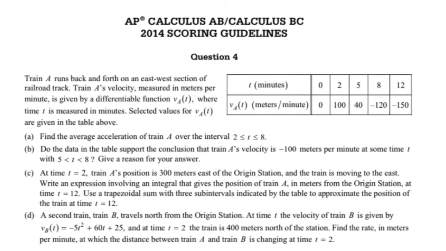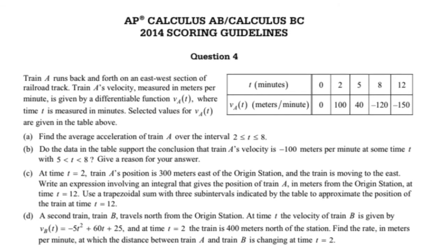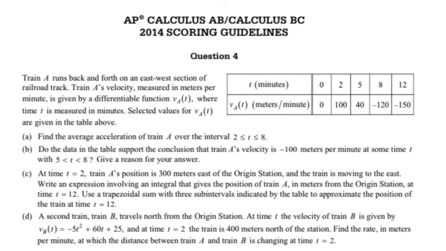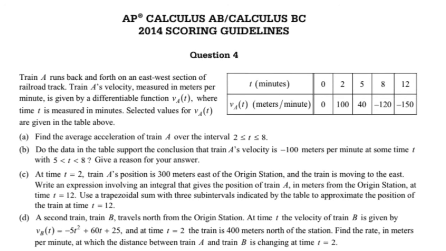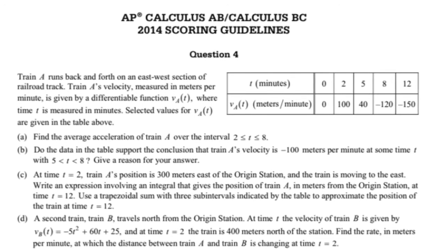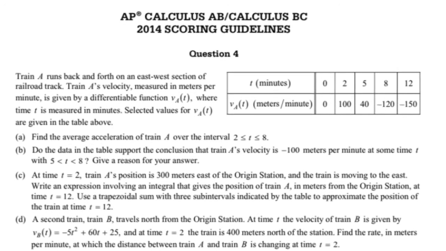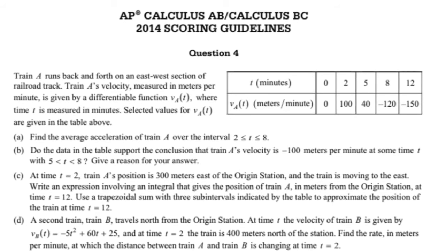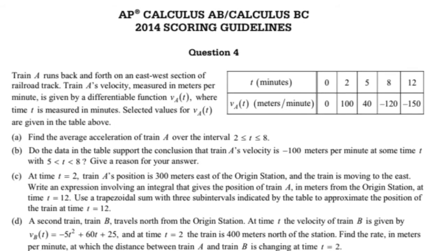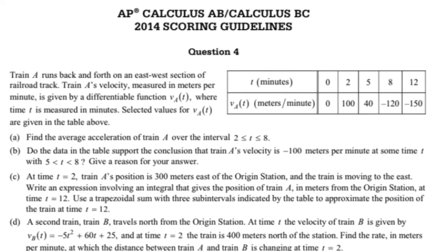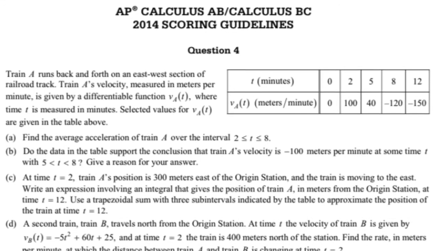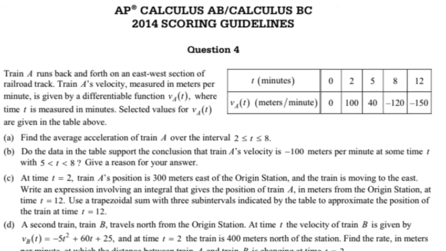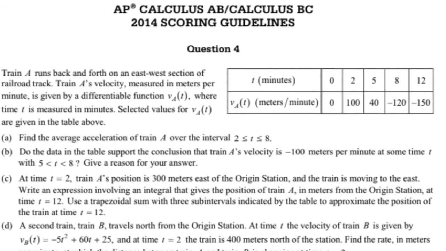So the 2014 AP Calculus AB question 4 tells us that train A runs back and forth on an east-west section of railroad track. Train A's velocity, measured in meters per minute, is given by a differentiable function V_A of t, where time t is measured in minutes. Selected values for V_A of t are given in the table above.